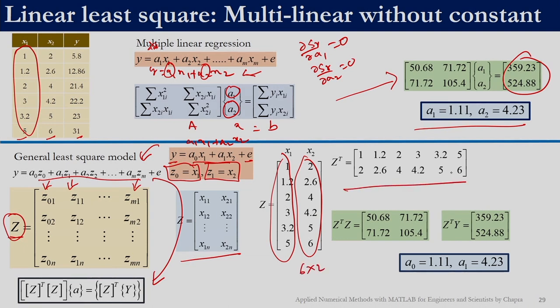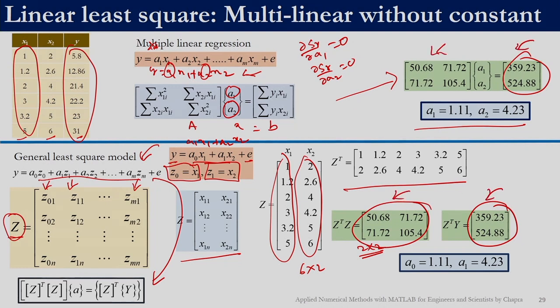So this is the Z transpose. Once we do Z transpose Z, we will get a 2 cross 2 matrix. And again, we can calculate Z transpose Y. If we calculate Z transpose Y, we will get this right hand side vector. Now if you see, this A and B is identical to what we obtained over here. So the solution would be the same: a0 is equal to 1.11 and a1 is equal to 4.23.